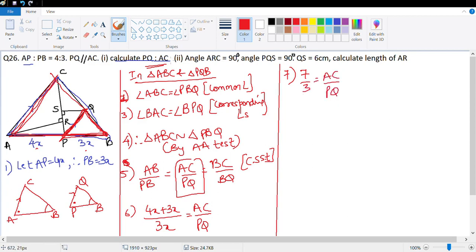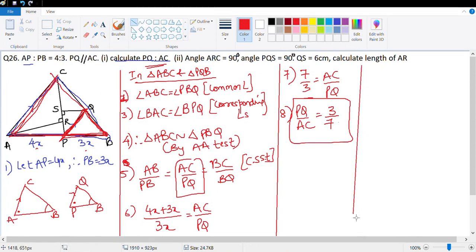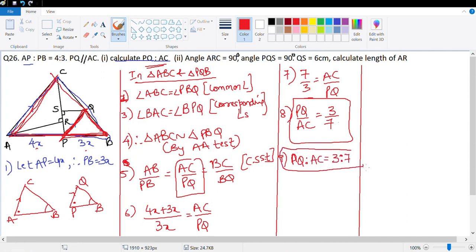They want the ratio in the other form, which means I'll have to do the other way around, which means PQ upon AC is equal to 3 upon 7. Is this the final answer? No, if I leave the answer here, I lose a mark. Why? Because they have asked the question in the ratio form, so I write my answer in the ratio form, which means PQ is to AC is equal to 3 is to 7. That's my answer to part 1.